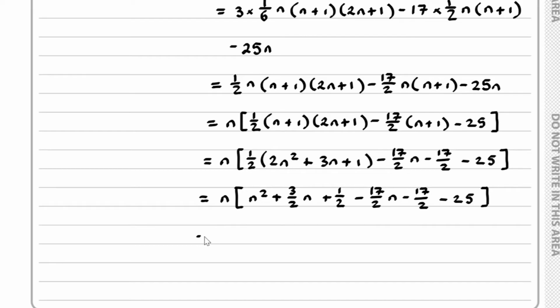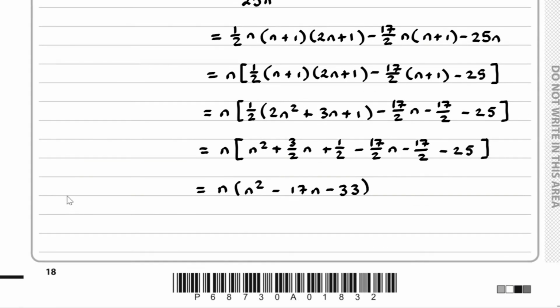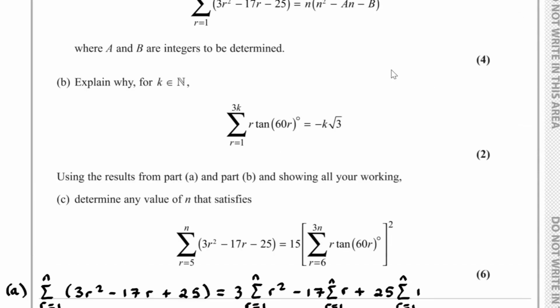And what I end up with is n times by n squared, subtract 17n, subtract 33 as my final answer. In other words, a is equal to 17, b is equal to 33. Now for part B, we have to explain why, for k belonging to the set of natural numbers, the sum from r equals 1 to 3k of r times the tangent of 60r degrees is equal to minus k root 3.